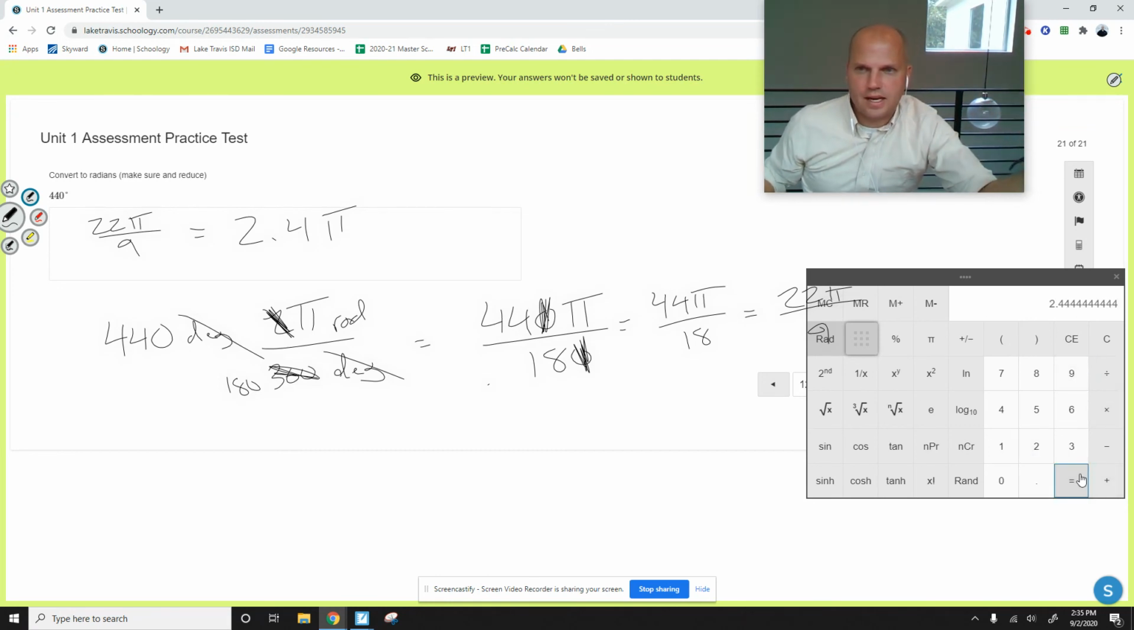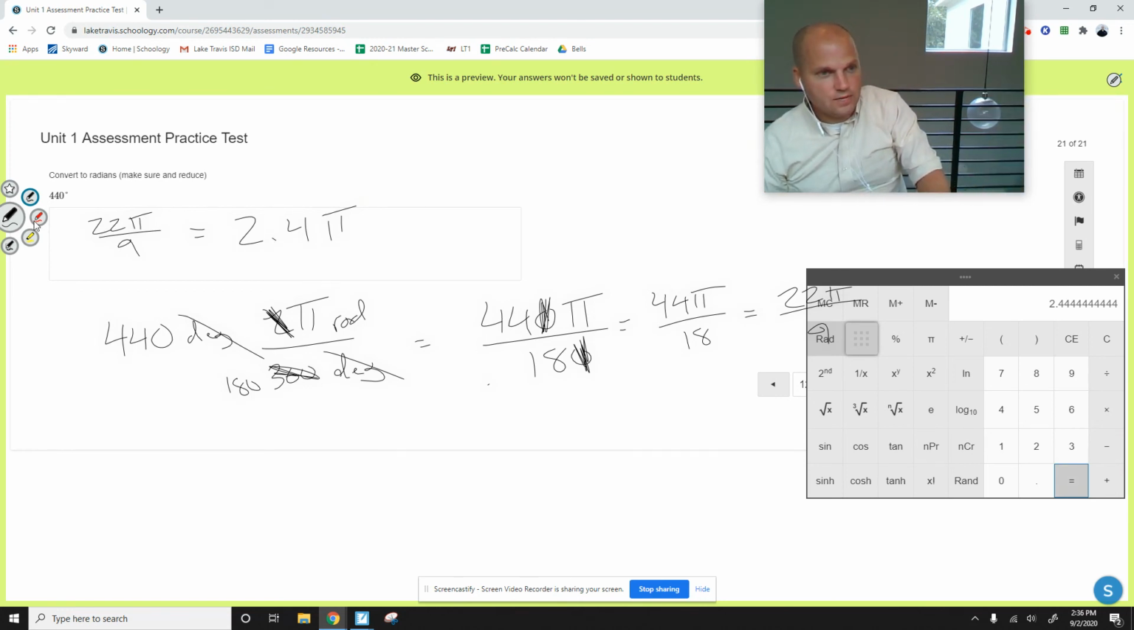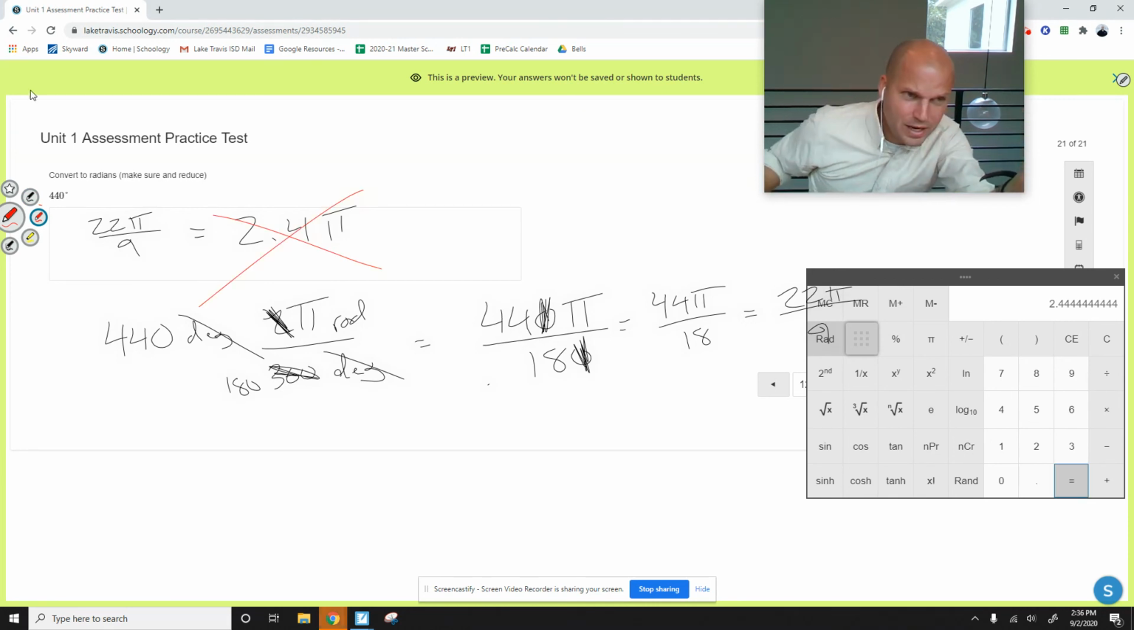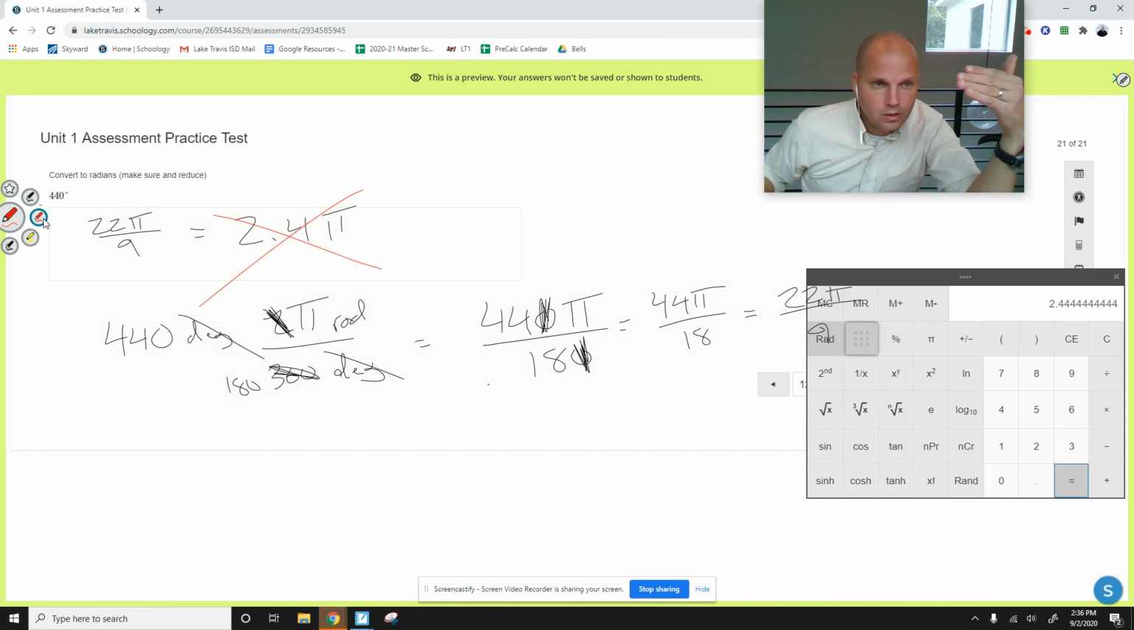22 ninths is the exact answer. You're not going to write 2.4. I will not give you credit. If you say 2, that's definitely not right. 2 pi is 360, not 440. So the lesson for you guys: don't write down decimals unless you see the decimal stopping.